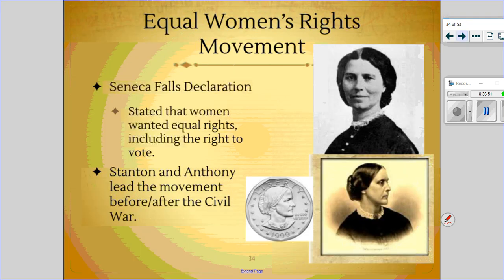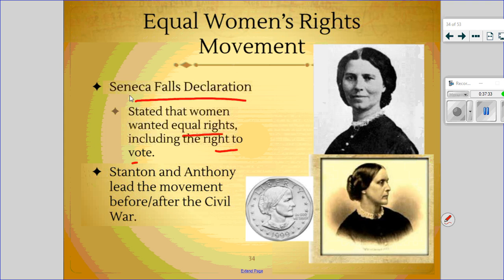All right. Women's rights are going to start to advance during this period. And you've probably heard of Elizabeth Cady Stanton and Susan B. Anthony. They are women's rights activists. They have a convention called the Seneca Falls Convention in New York, and from it they issue the Seneca Falls Declaration. Stanton and Anthony and the women at the Seneca Falls Convention say that women want equal rights, including the right to vote. This is very important. This is in 1848. Women aren't going to get the right to vote until 1920.